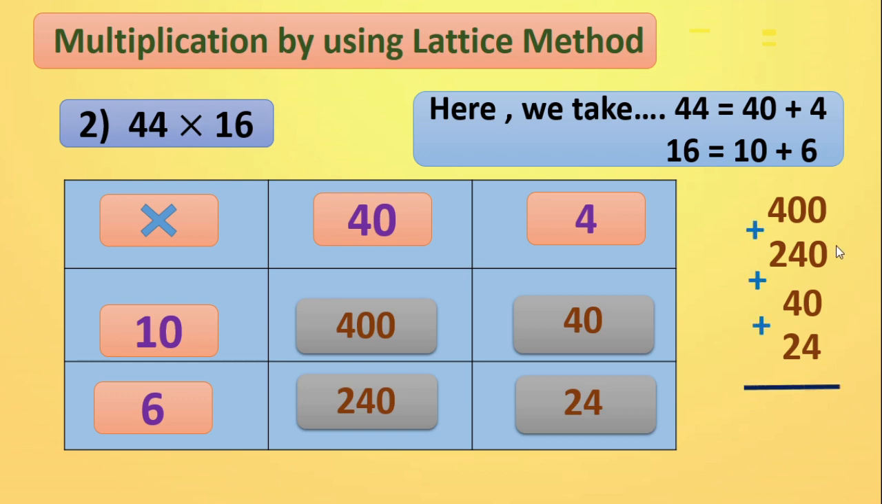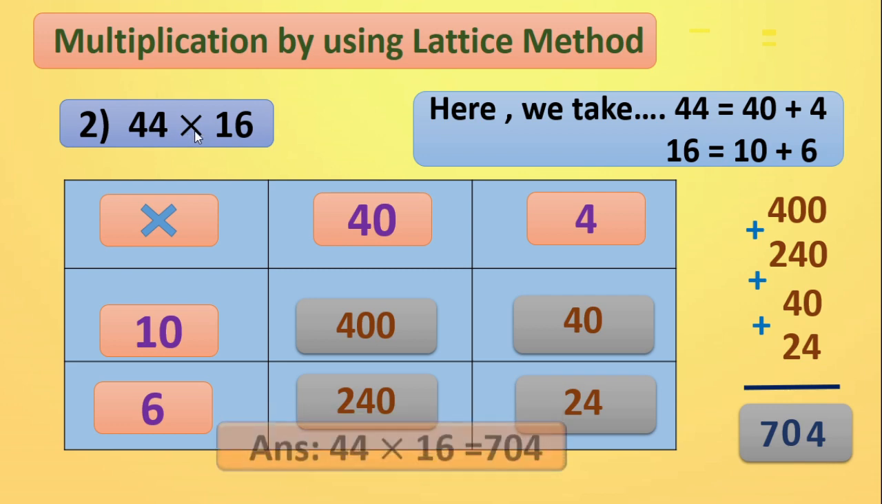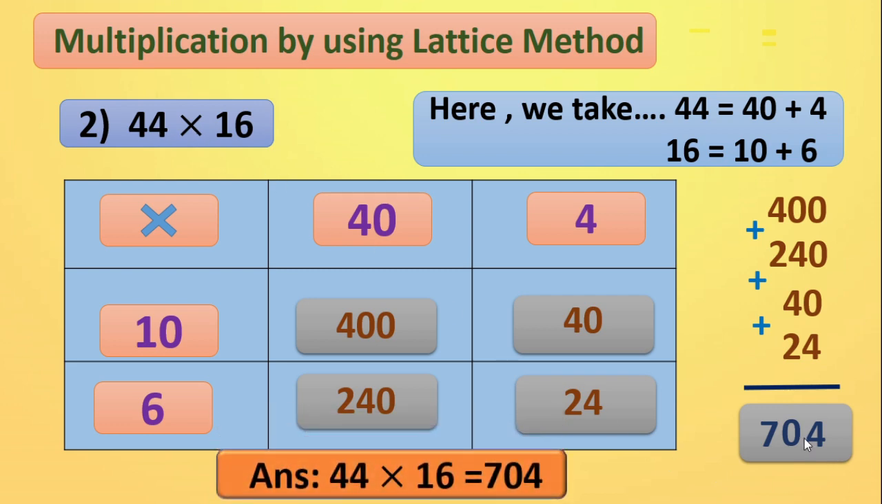Okay. Now 0 plus 0 plus 0 plus 4 is nothing but 4. 4 plus 4, 8 plus 2, that is 10. So we will write 0 here. 1 is carried over. That is 1 plus 4, that is 5. Plus 2 is nothing but 7. So our answer is 44 multiplied by 16 is equal to 704. Correct? Now carry out the following multiplication.